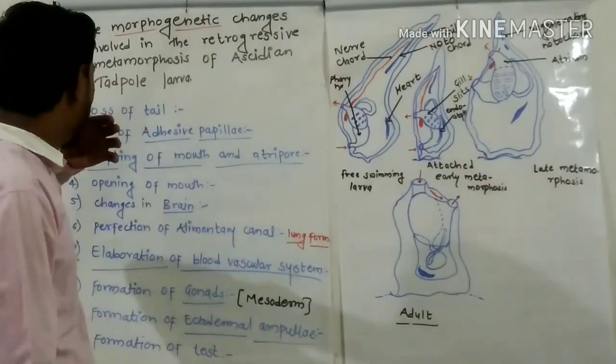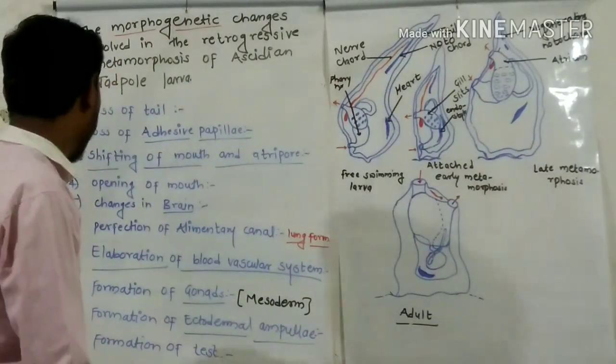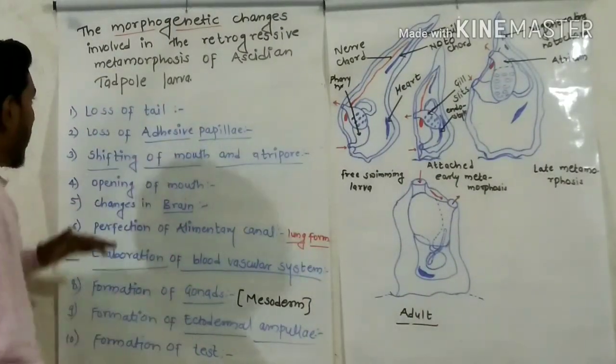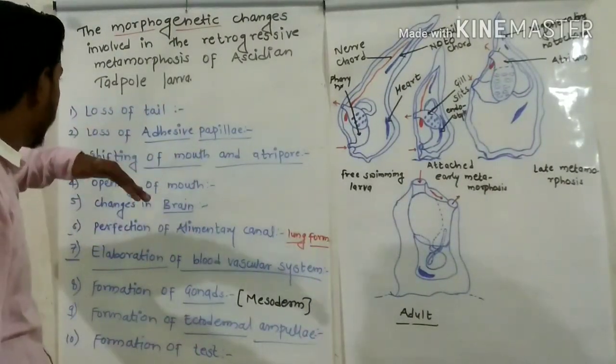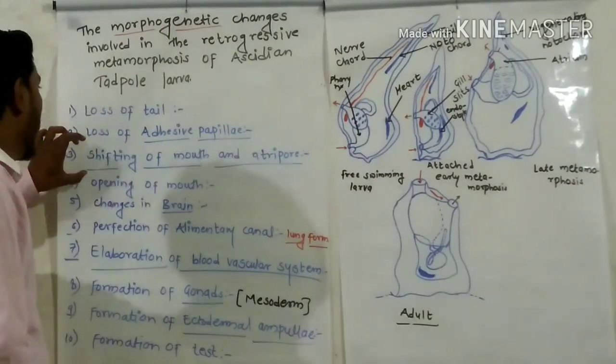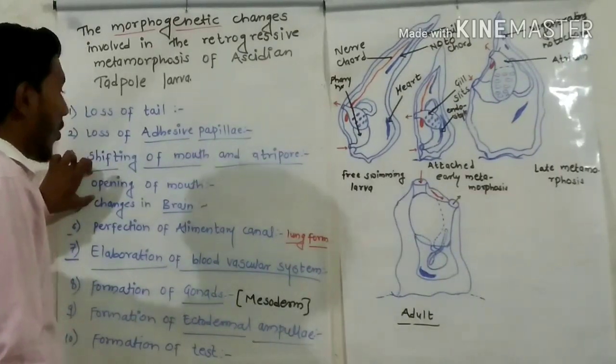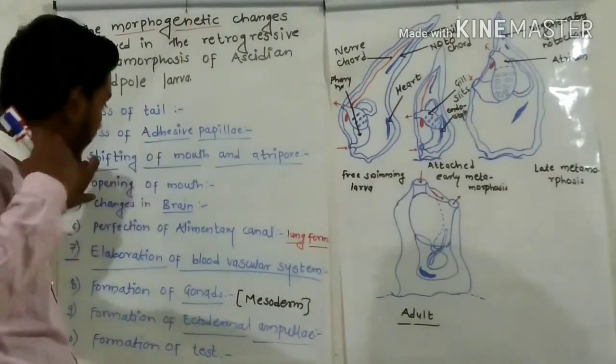First, these are the morphogenetic changes involved in the retrogressive metamorphosis. These are the 10 morphogenetic changes. First is the loss of tail. Second is the loss of the adhesive papillae. Third, shifting of the mouth and the atriopore by 180 degrees. Fourth, opening of the mouth, that is the dissolution of the test.